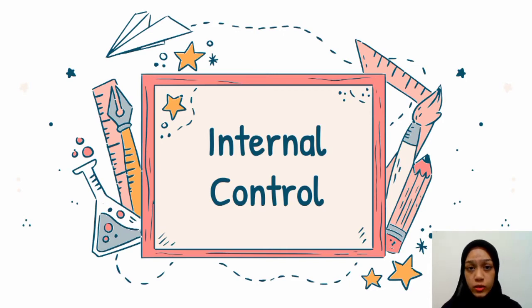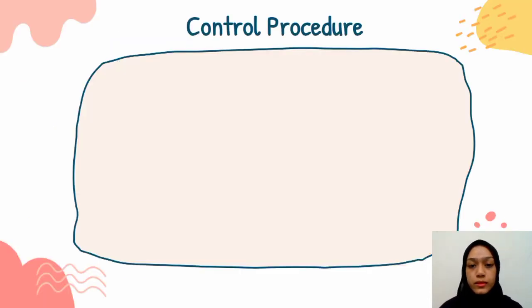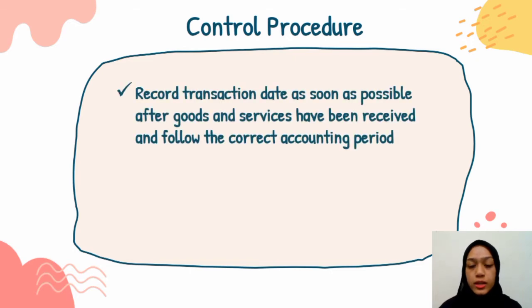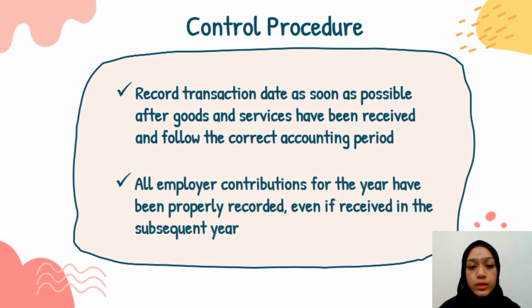Next is internal control. For control procedure, the management has to record transaction date as soon as possible after goods and services have been received and follow the correct accounting period. And all employer contributions for the year have been properly recorded even if received in the subsequent year.